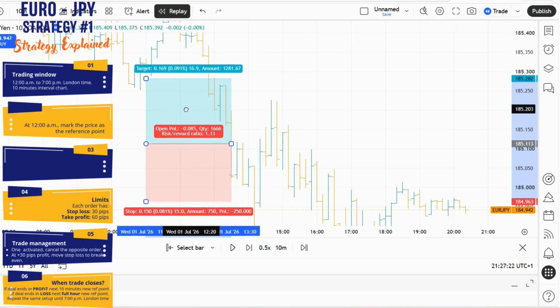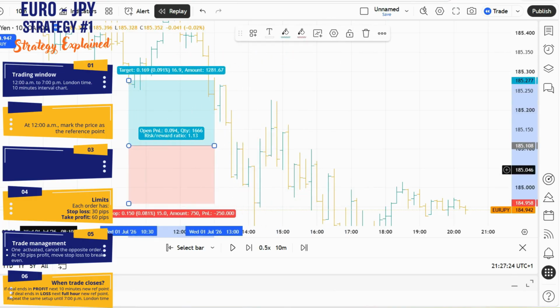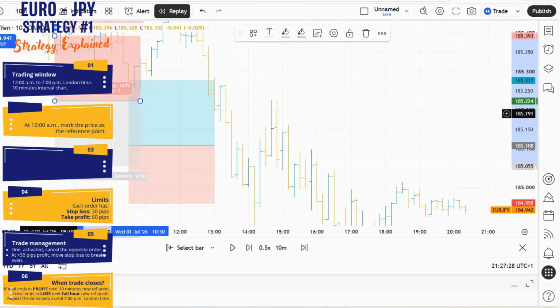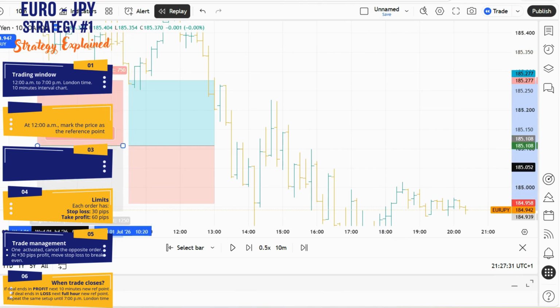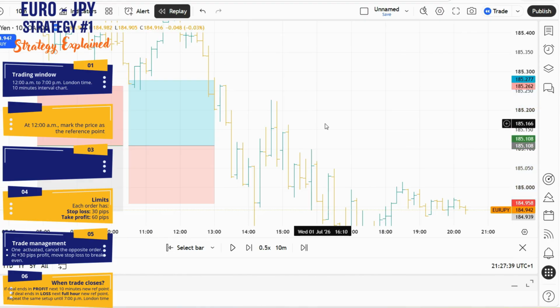London time. The chart is set to a 10-minute time frame, which means each candle represents 10 minutes of market activity. Using a fixed time frame and a fixed trading window helps us maintain consistency and prevents emotional or discretionary decisions from interfering with the process. At the beginning of the trading window, we identify the market price at exactly 12 a.m. This price becomes our reference point.